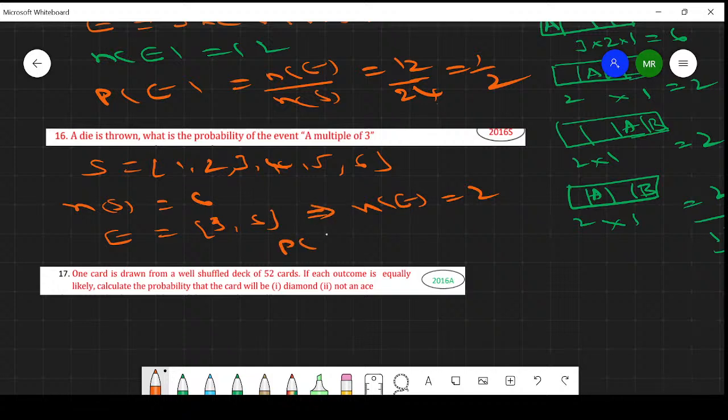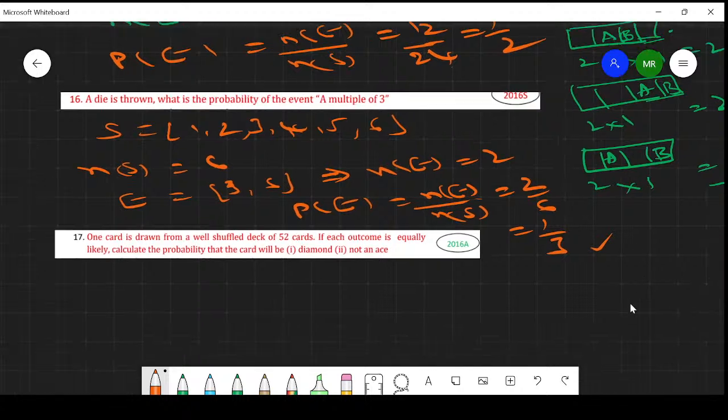So P of E is n of E by n of S. 2 by 6 it comes. Answer should be 1 by 3. That will be 1 by 3. Our answer is 1 by 3. Simple one.